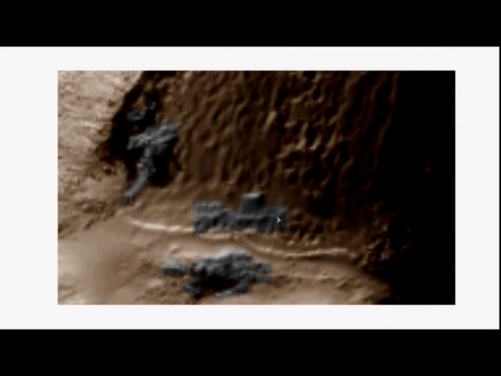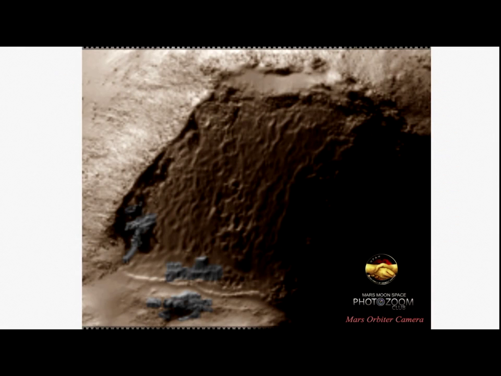But these ones here. Now suddenly the water is not interesting anymore. This is what I am completely astonished over. These buildings, you see the corners. You see the angles on these ones here. These are not coincidental rocks. You see over here also, perfectly square buildings. There are some walls here.